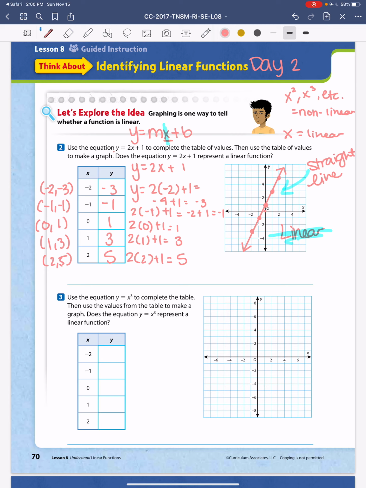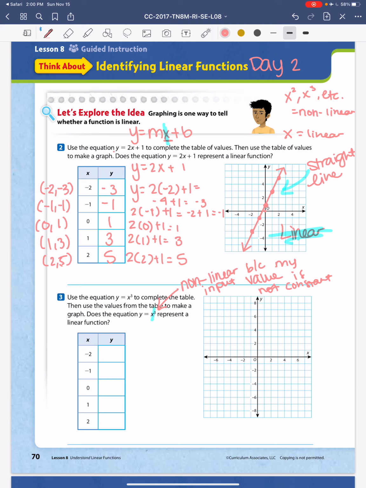All right, and I move on to number 3. Use the equation y equals x cubed to complete the table. I know for a fact x cubed is going to be nonlinear because my x or input value is not constant. It's continuing to change. And I can go ahead and call it and say this is going to be non-linear because it won't produce a constant rate of change. And we'll be able to prove that in just a second.